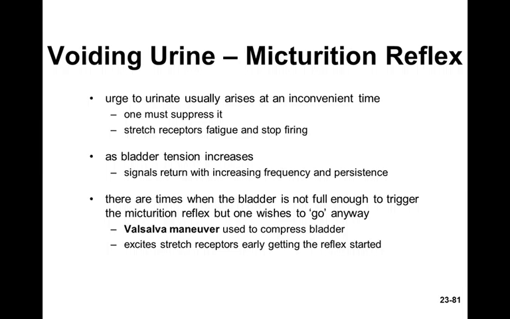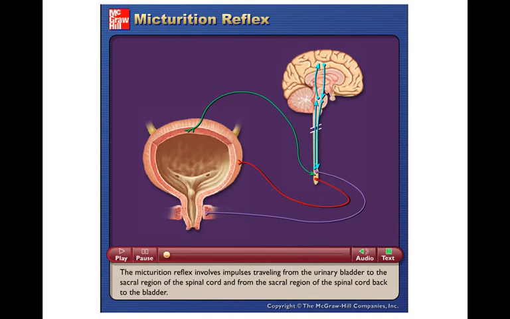Sometimes you feel like you have to go, but your bladder's not full, but you want to go anyway. Like if you're getting in a car or going to be at a point in time where you can't go to the bathroom for a long period of time, you want to go ahead and empty the bladder. You can use the Valsalva maneuver to compress the bladder, and that will, of course, allow urine to come out as well. And we talked about the Valsalva maneuver when you contract the abdominal cavity.